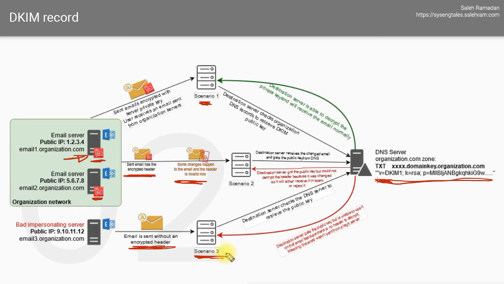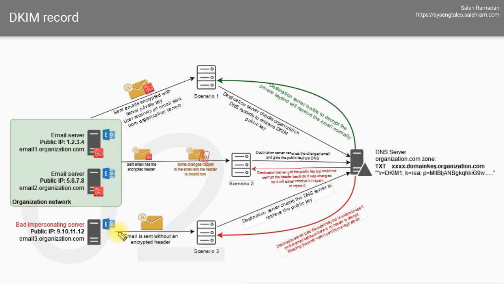So this is a way to make sure the email is stamped with your own digital signature and your own private key. Whoever receives that email will use the public key you provide in your DNS zone to decrypt that signature, and make sure the email is not changed, nobody else impersonated you, and nobody tried to change the email in the middle.